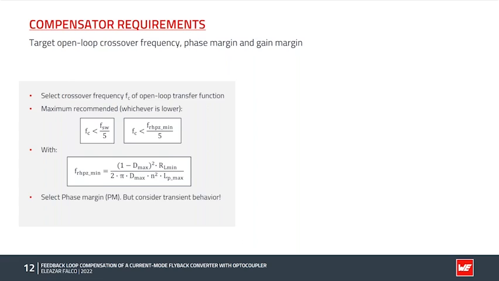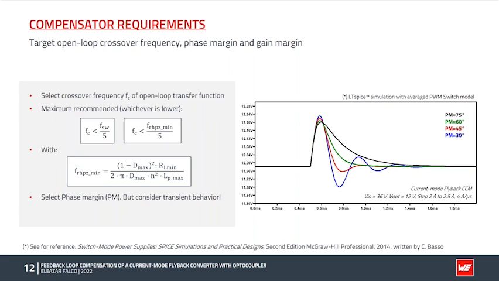Then we need to set the phase margin. For that, we must consider the transient performance of the converter. A simulation of the converter in LT-SPICE with an average PWM switch model shows that a phase margin above 45 degrees provides a response with no ringing. We can also observe how the settling time for 45-degree and 60-degree phase margin is mostly the same in this case. And we can also see how too high a phase margin, approaching 80 degrees, also increases the settling time.